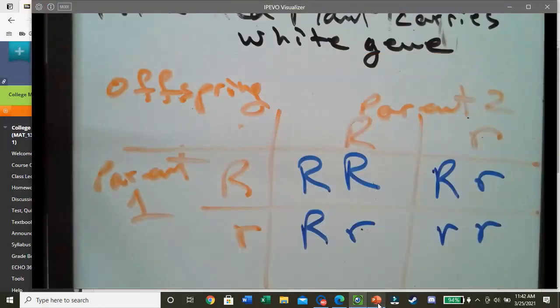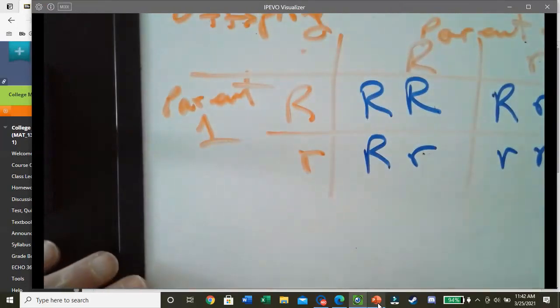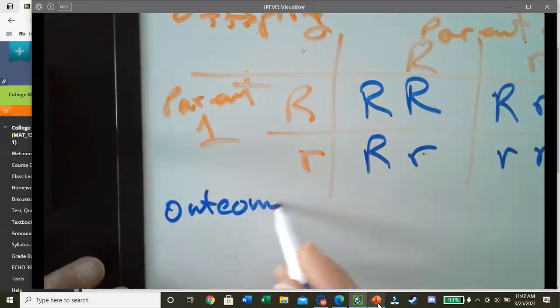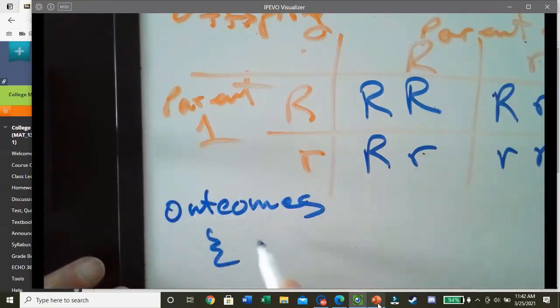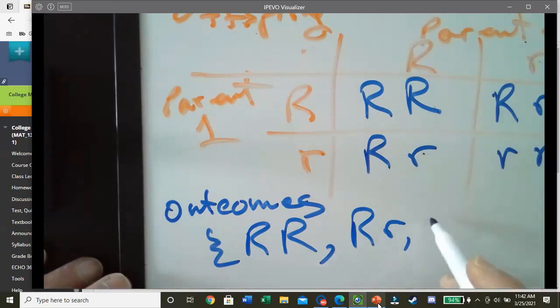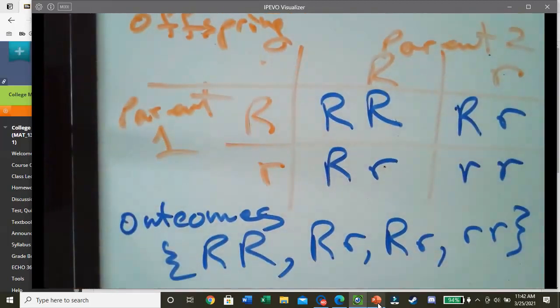So the outcomes for the third generation are red, red, pure red, red carrying a white gene, there's two of them, and white. Okay? All right, questions with that?